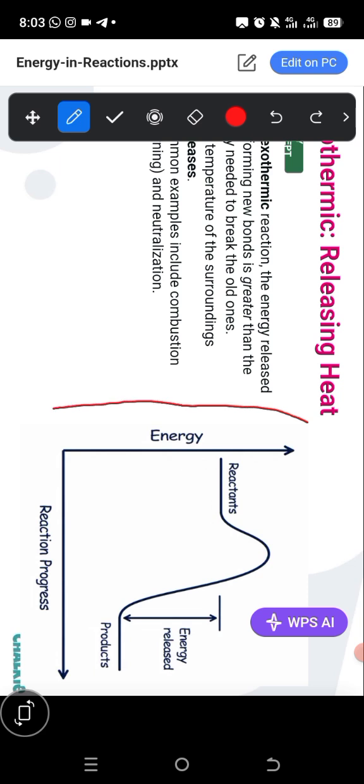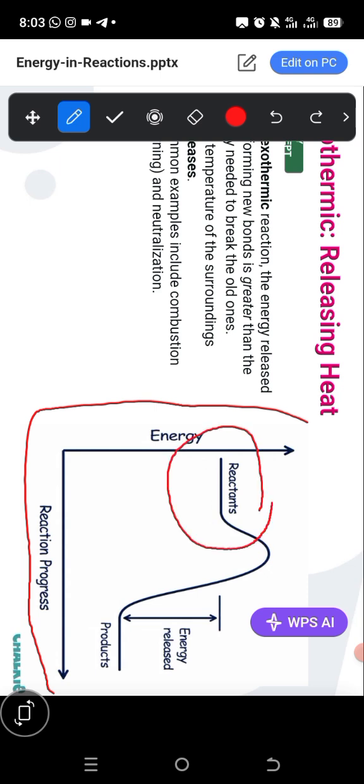Let's take a look at this graph. This graph is showing an exothermic reaction. It shows that for an exothermic reaction, the reactants will always be greater than the products formed. Since energy is being released to the environment, it is the reactant that is higher. So the energy of the reactant is higher than the energy of the product. This is the reaction process, and this is called an exothermic reaction.